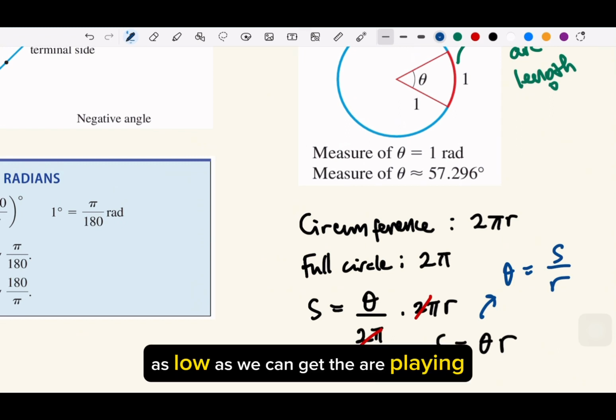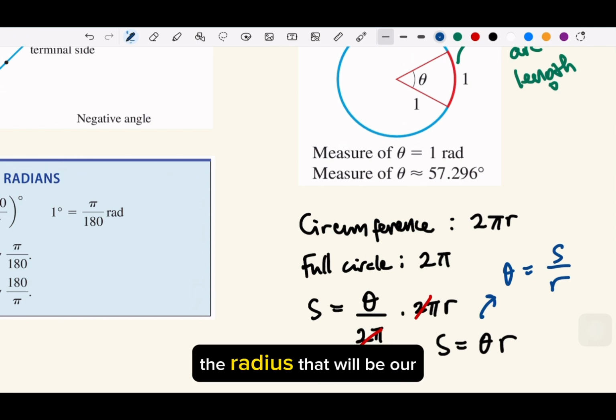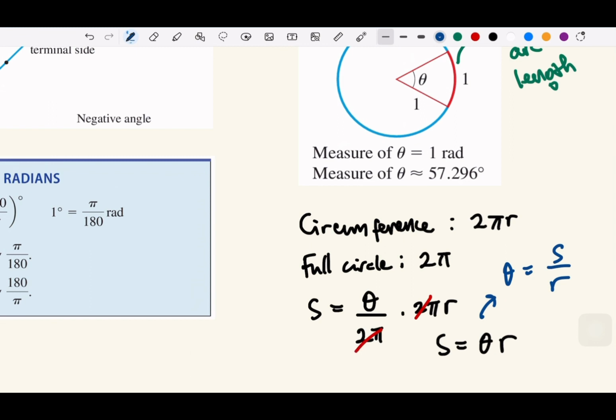So as long as we can get the arc length, and if we divide that by the radius, that will be our measurement of the angle.